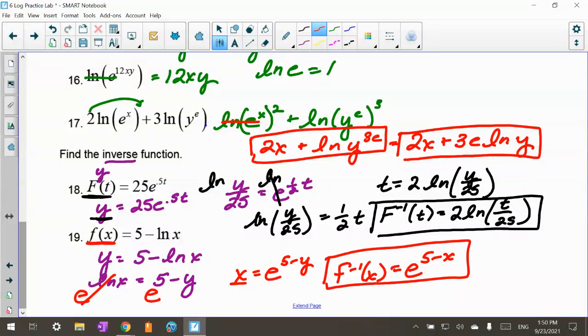And I promise we'll do more inverses in class, but I wanted to have you get a little taste of it. This is the back part of the lab that I gave you for homework. I promise we'll go over some of this in class, but I wanted you to see it here first.